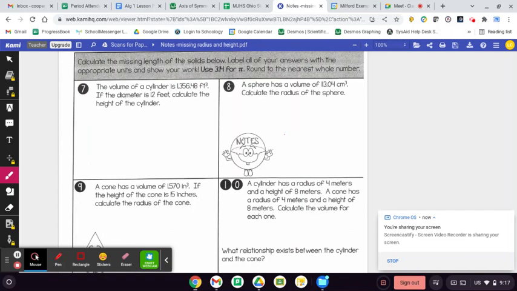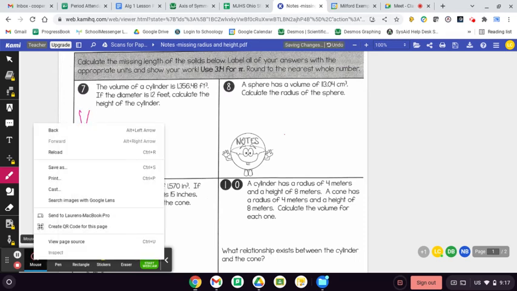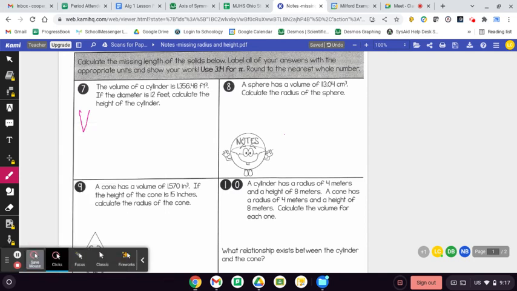48 feet cubed. If the diameter is 12 feet, calculate the height of the cylinder. Okay, so we're working in an opposite order this time, right? Every other time we've just multiplied a bunch of numbers to find the volume, correct? Yeah. First thing I want to do, write the volume formula.